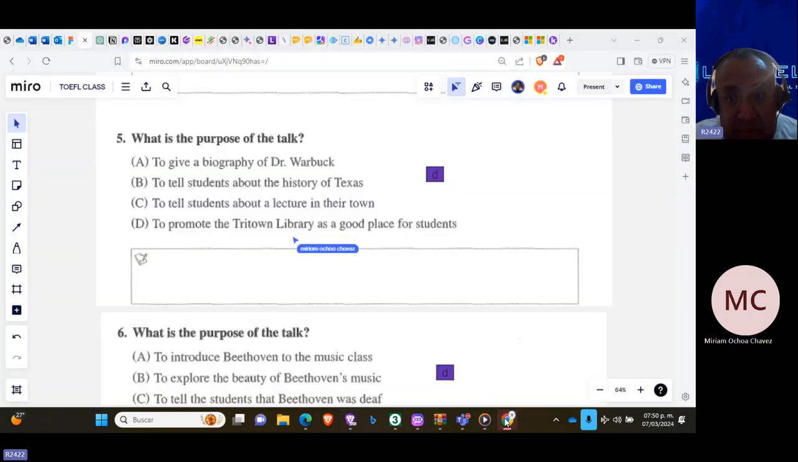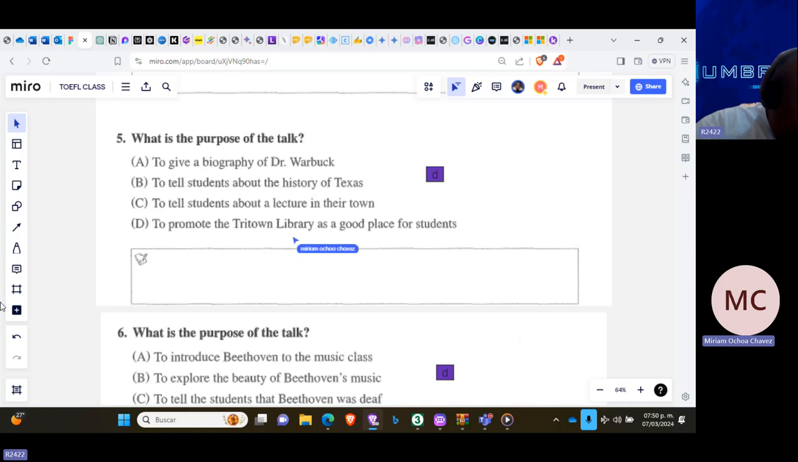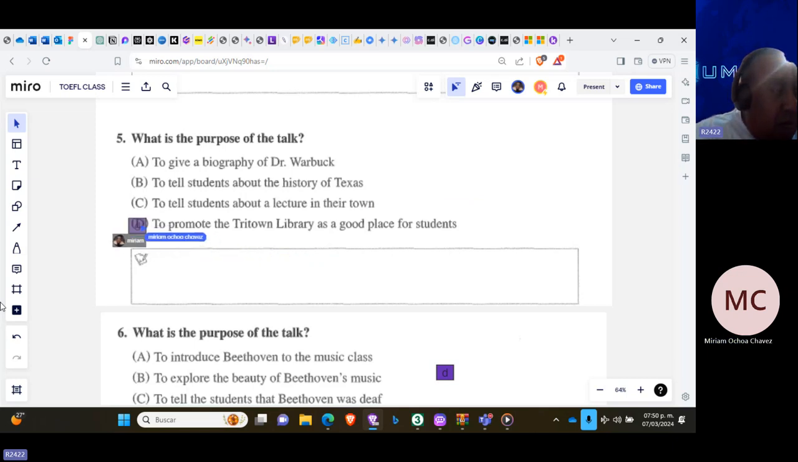Number five, listen to a teacher talking to students. I know you feel you have better things to do on a Thursday night, but Dr. Arnold Warbuck is coming to town this week. He's the historian who wrote The History of the Lone Star State, which is an incredibly well-done history of Texas. He'll be giving a lecture at the Tri-Town Library this Thursday at 7 o'clock. What is the purpose of the talk?